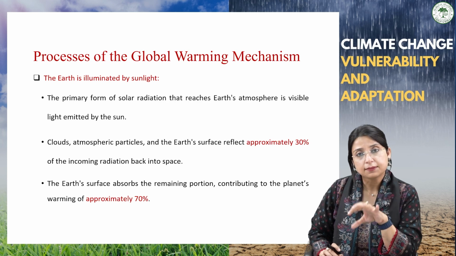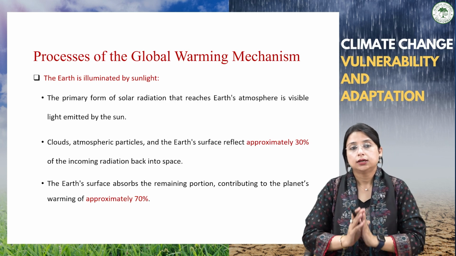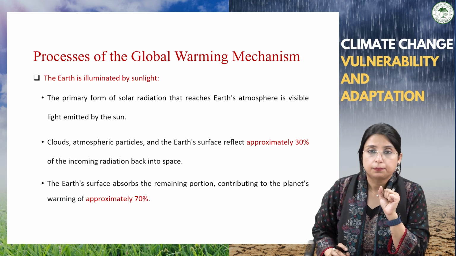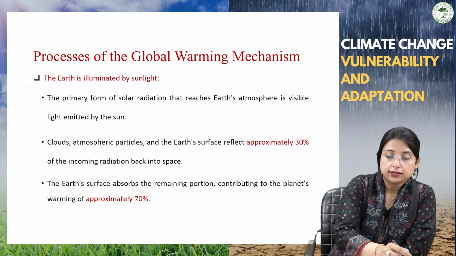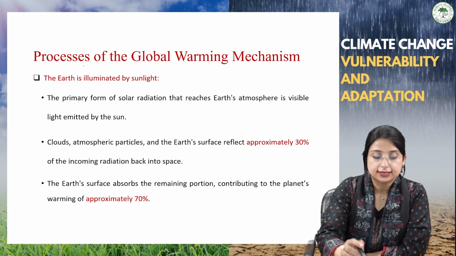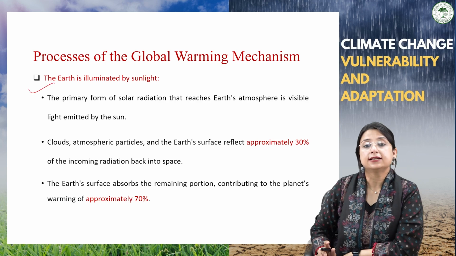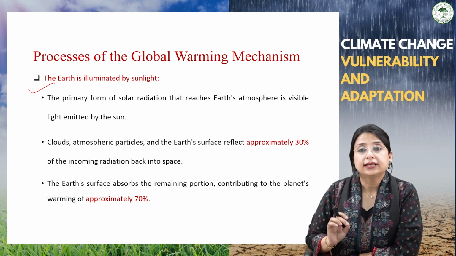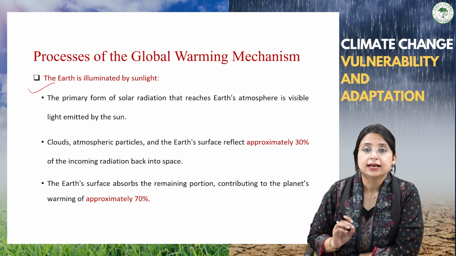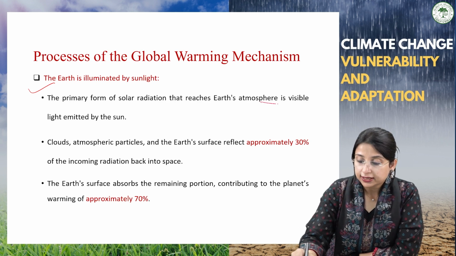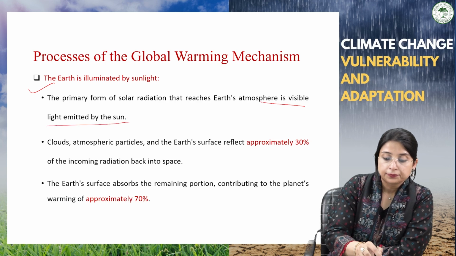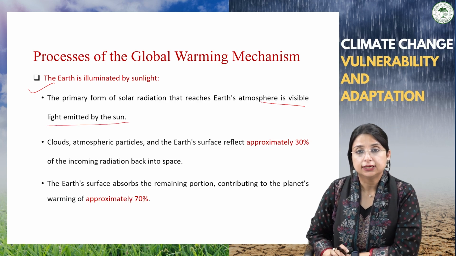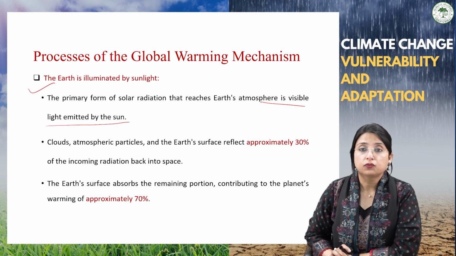Let us discuss the same mechanism which we have talked about now in detail, point by point. First, under the process of global warming, you should understand, students, the earth is illuminated by sunlight. The primary form of solar radiation that reaches the earth's atmosphere is particularly the visible light emitted by the sun. The form of solar radiation received by the earth's surface is short wave radiation, having a short wavelength.